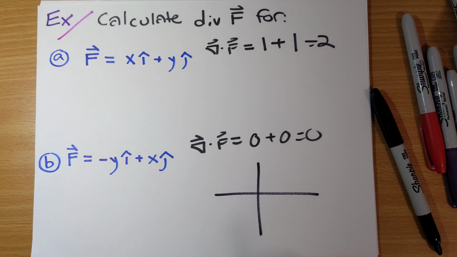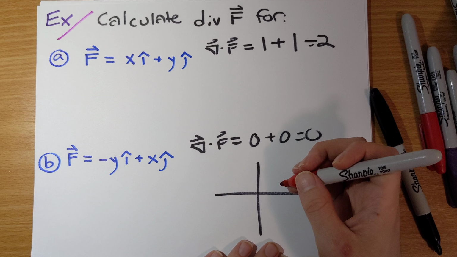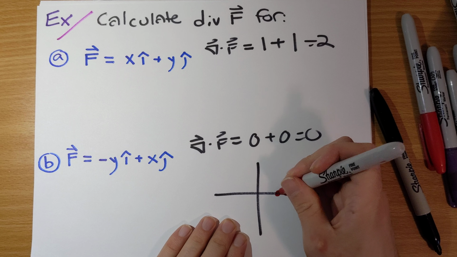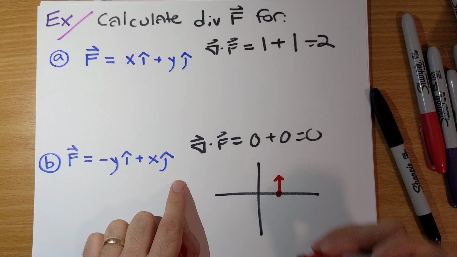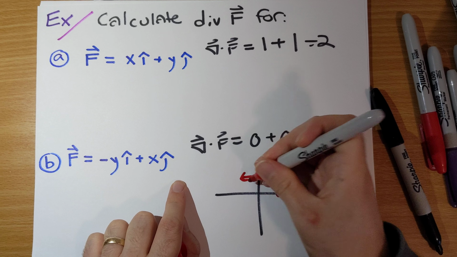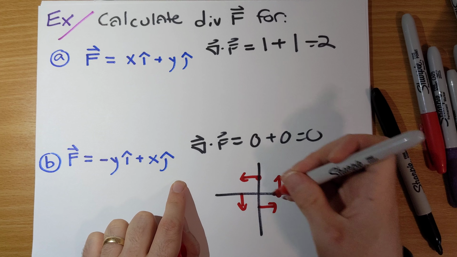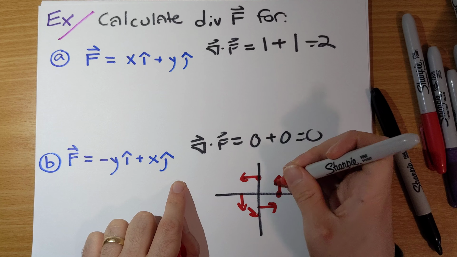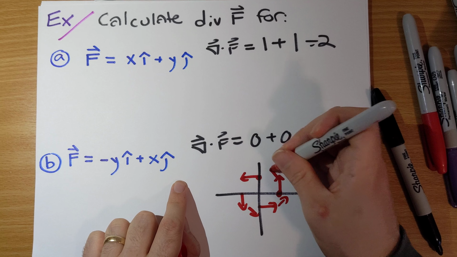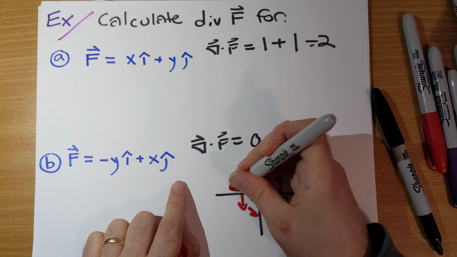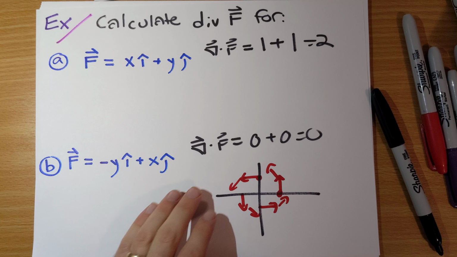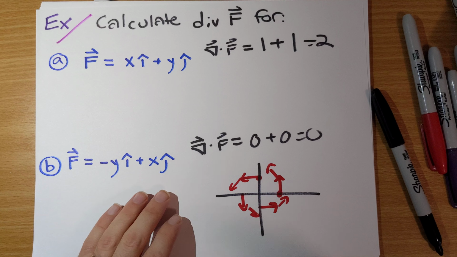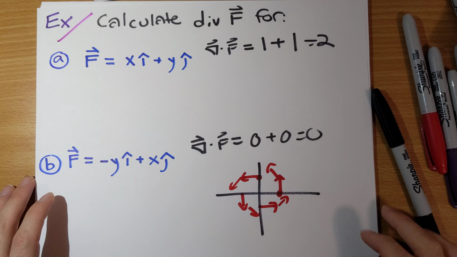If we were to draw this picture, this would be, for example, the point 1, 0, with a vector like that. The vectors are like this, and things are just spiraling around. I think that's good. This is enough here for divergence.